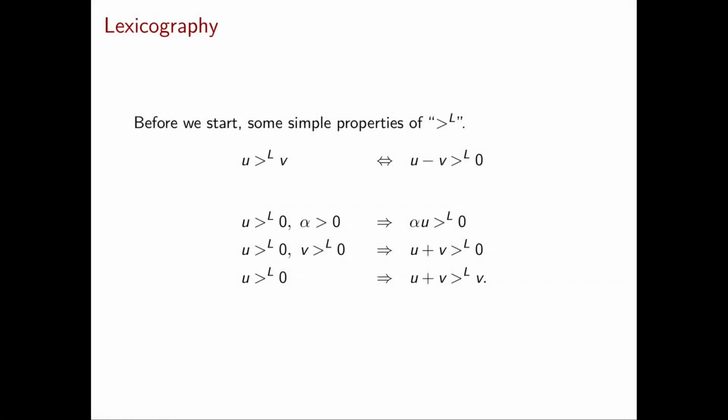In the second property here, we have that if a vector U is lexicographically positive and we have a positive scalar alpha, then the vector alpha U is also lexicographically positive. In the next property, we have that if we have two lexicographically positive vectors, then also their sum is lexicographically positive. In our last property, we have that for any vector v, if we sum v with a lexicographically positive vector, we obtain a vector that is lexicographically larger than the original vector.